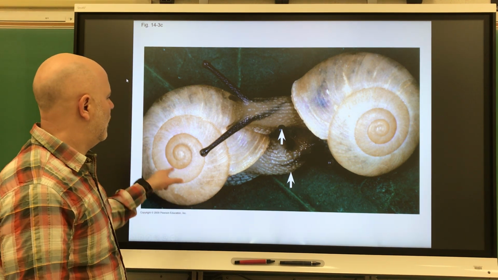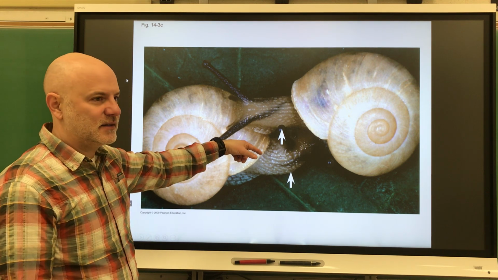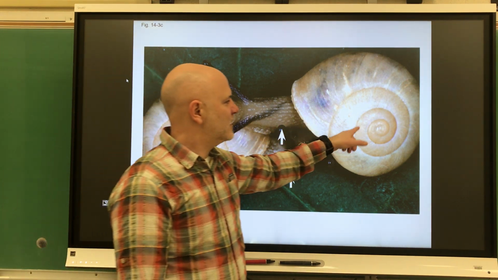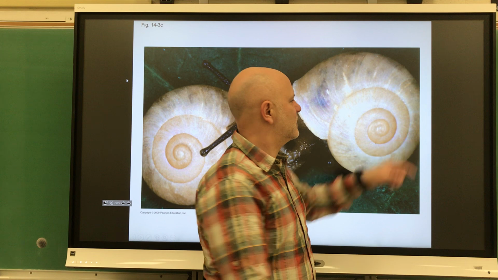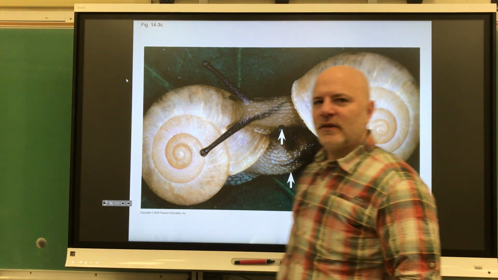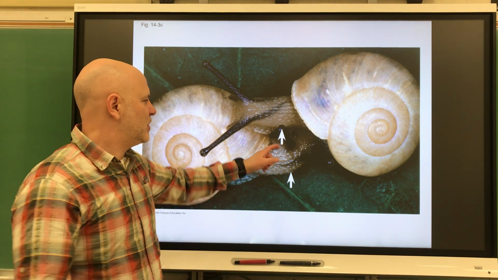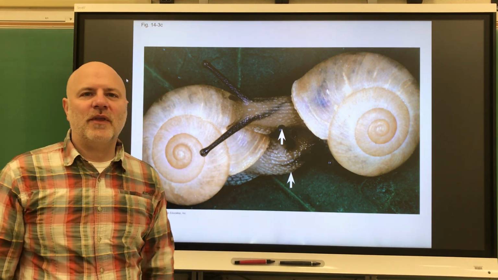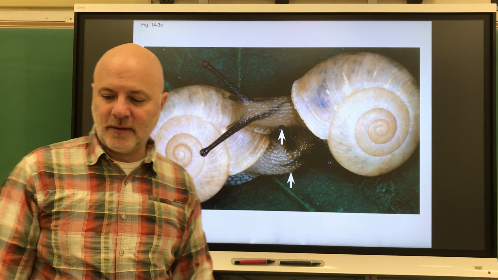So this one opens up to the left side, and this is a left-handed snail. This one does not open to the left side, it opens to the right side, so it winds around this way. And so these species don't reproduce because their genitalia don't match up for them to reproduce with each other.